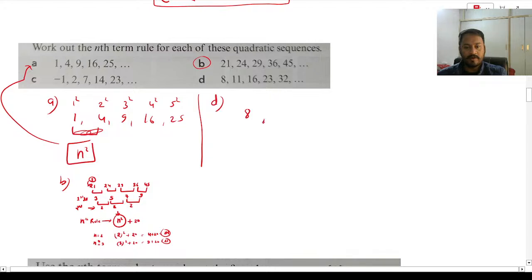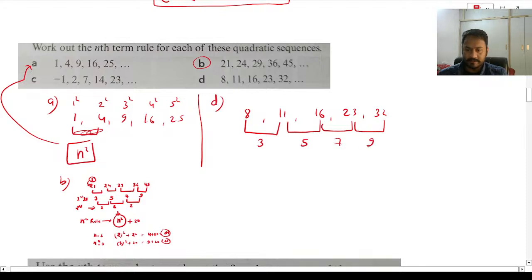So 8, 11, 16, 23, and 32. Right. So what we will do, we'll subtract. 11 minus 8, that is 3. 16 minus 11, that is 5. 23 minus 16, that is 7. And 32 minus 23 will be 9. Done. So that is how we got the first difference of this sequence.